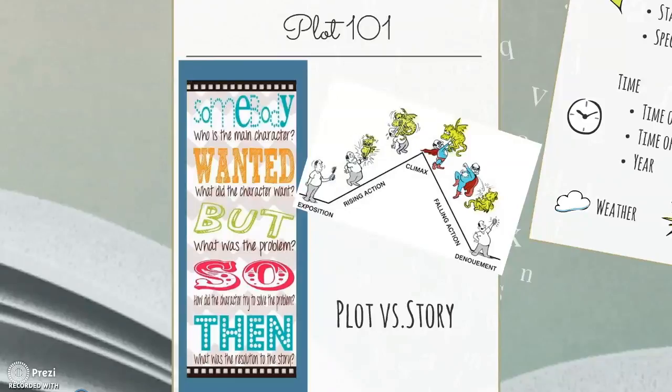But then they probably run into a problem, so we have to figure that out. And then so what happens next? How does the character try to solve the problem? This is a big part that leads up to the then, which is the resolution of the story, which helps the author completely conclude the story and wrap it up, like I said, in a nice present for you.